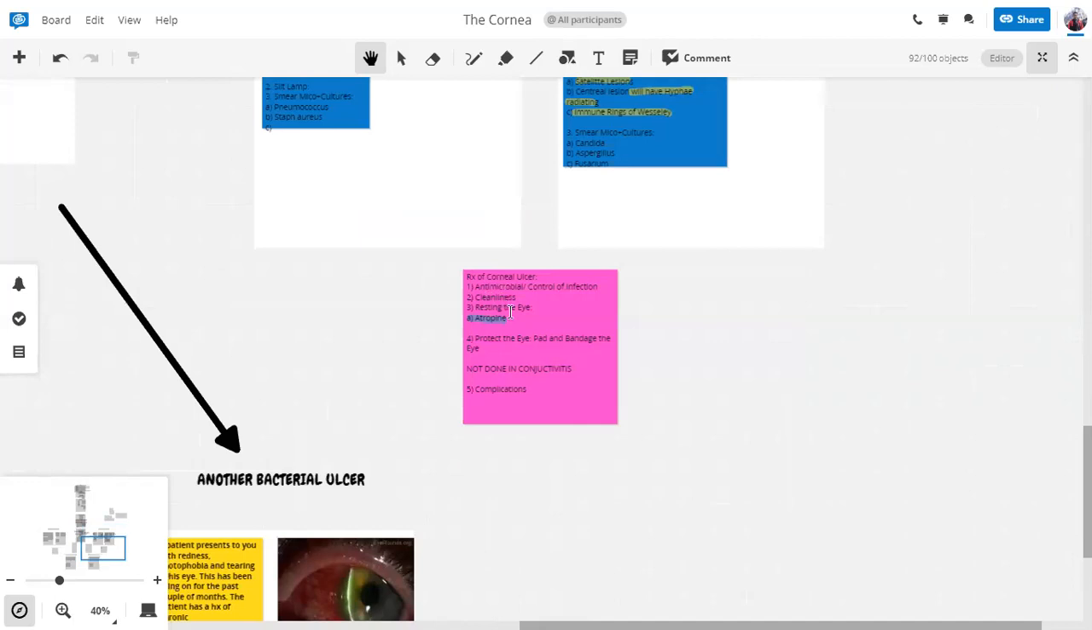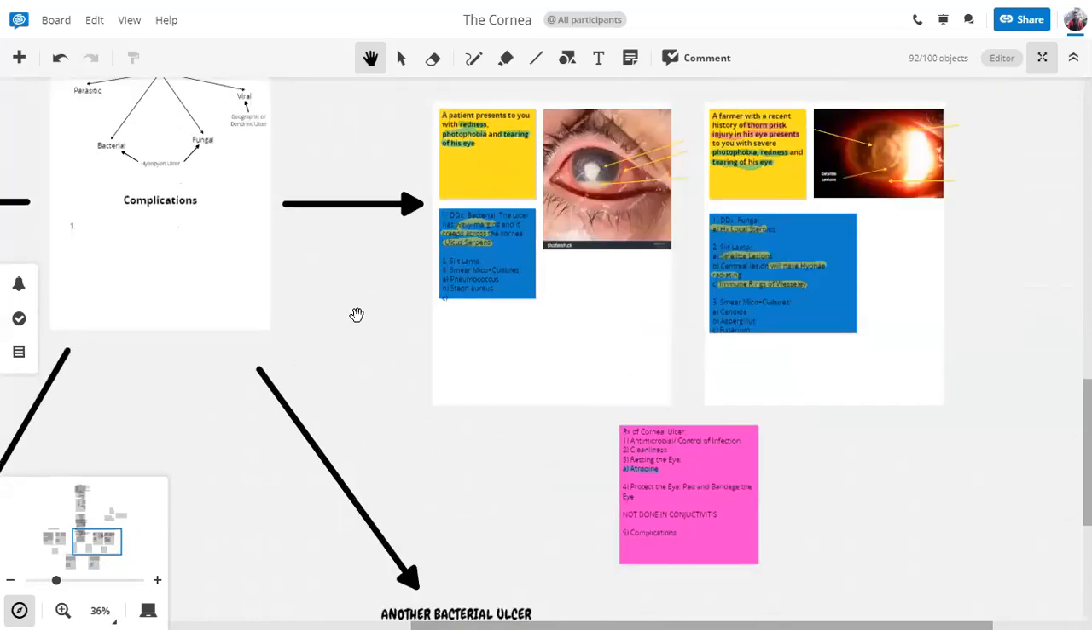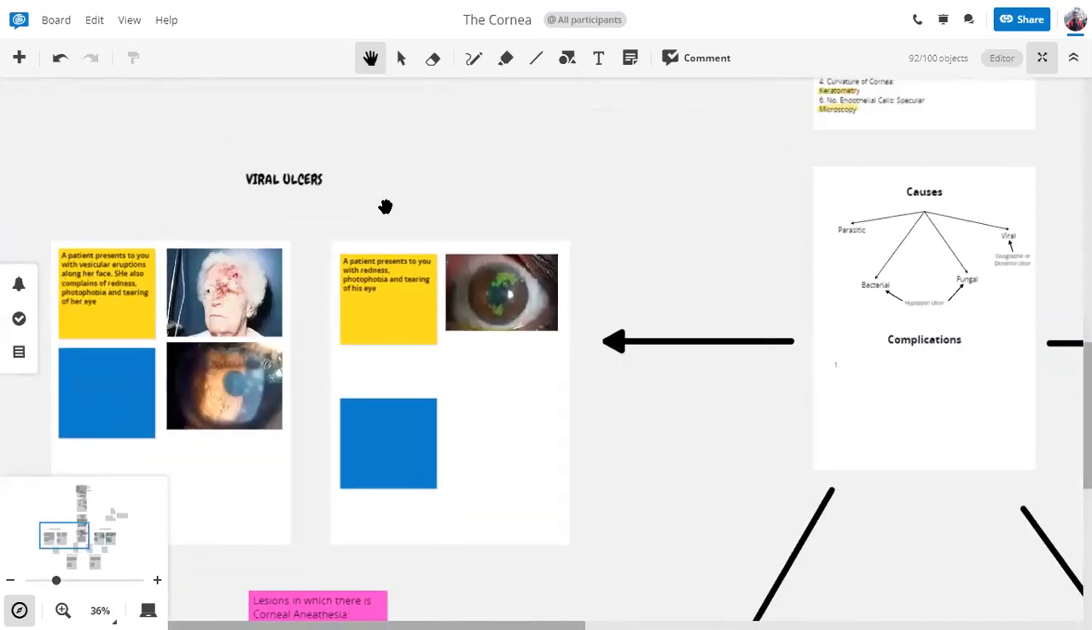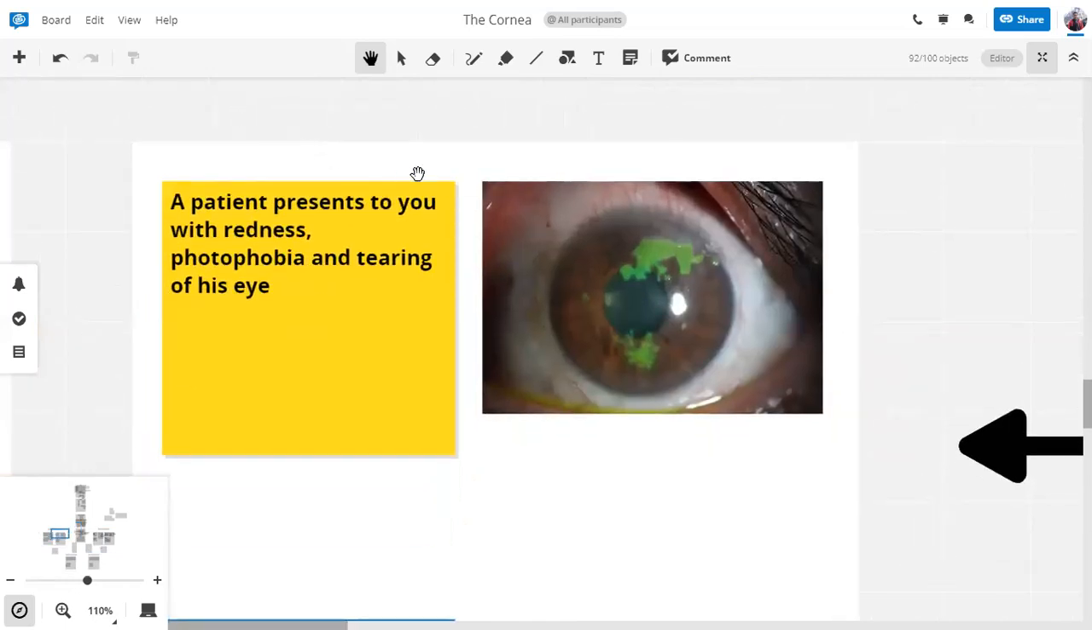Use antimicrobials to control the infection, clean the eye, rest the eye with atropine, protect the eye, and last, manage the complications. So these were our two important etiologies, fungal and bacterial. Now the third. Our third case for today.